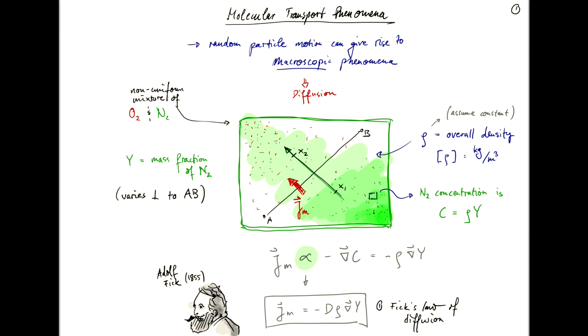And so even though individual particles move randomly, if we look at a large number of particles, you see that there's a predominant flux from high concentrations to low concentrations. And this is what we call Fick's law of diffusion, and this is a diffusion of mass.